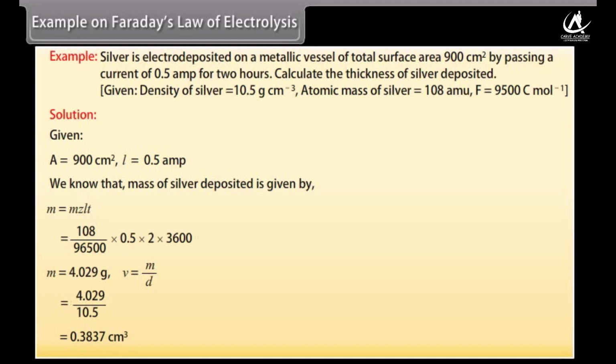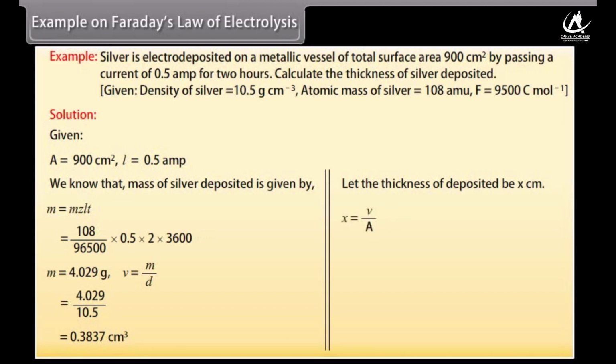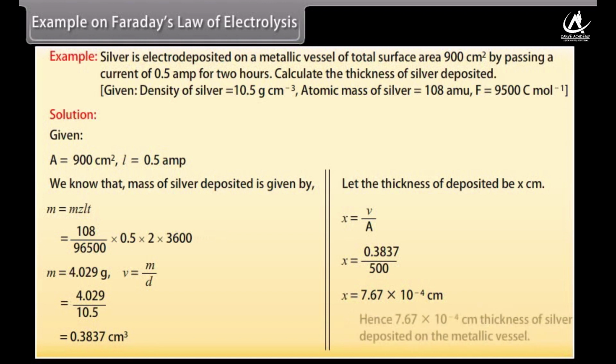0.3837 cm³. Let the thickness of deposit be x centimeter. We know that x is equal to V upon A. By putting the values, we get x is equal to 7.67 × 10^-4 centimeter. Hence, 7.67 × 10^-4 centimeter thickness of silver is deposited on the metallic vessel.